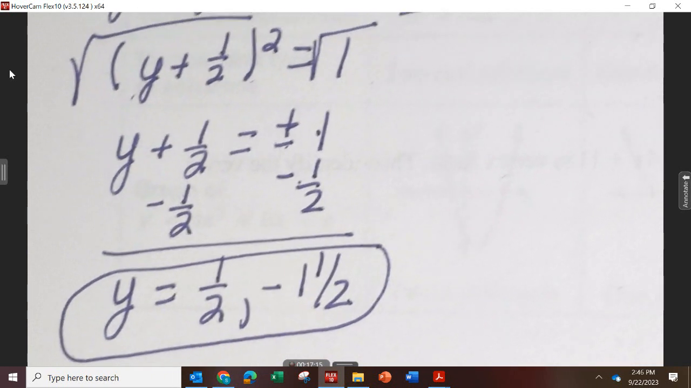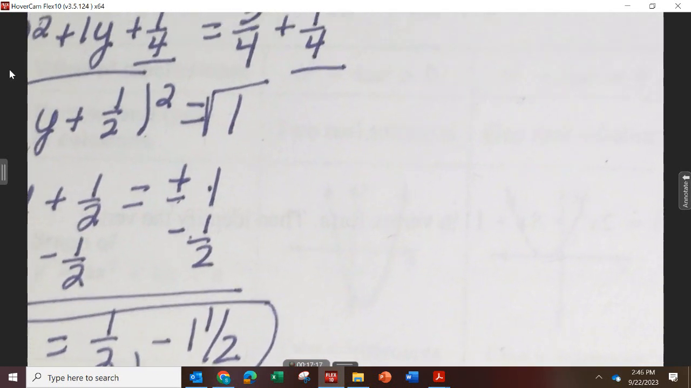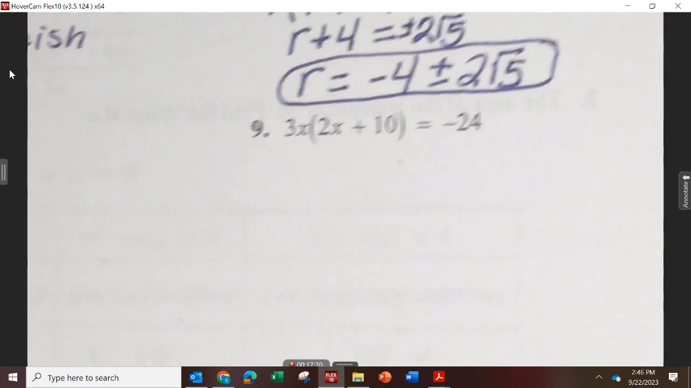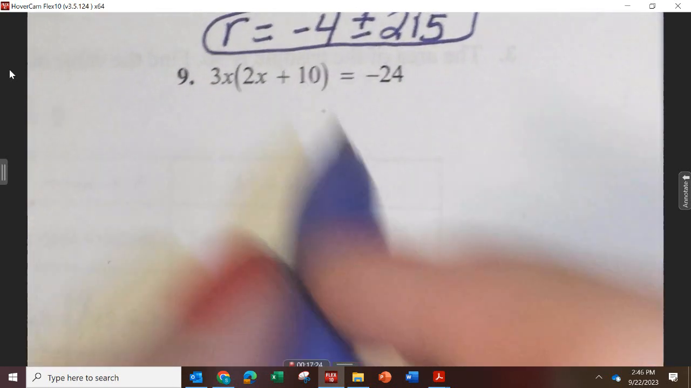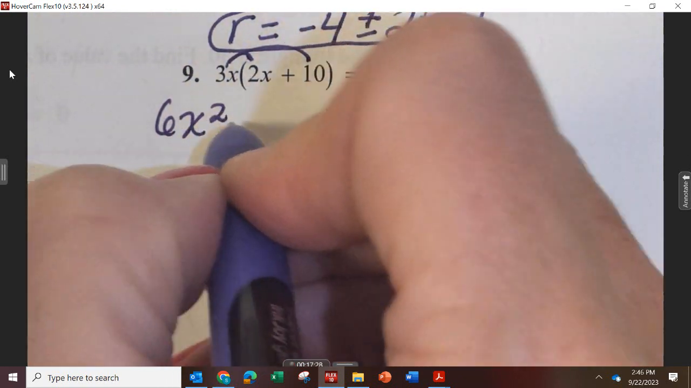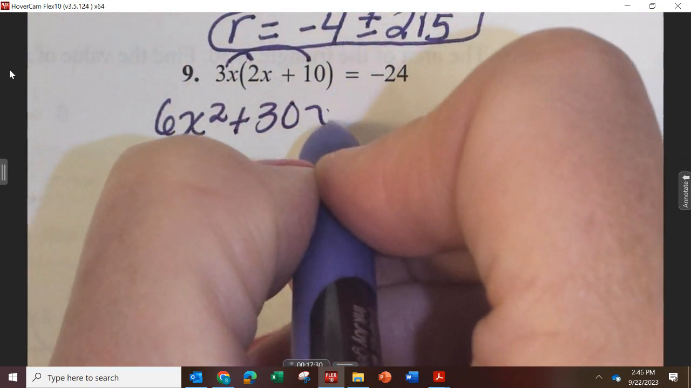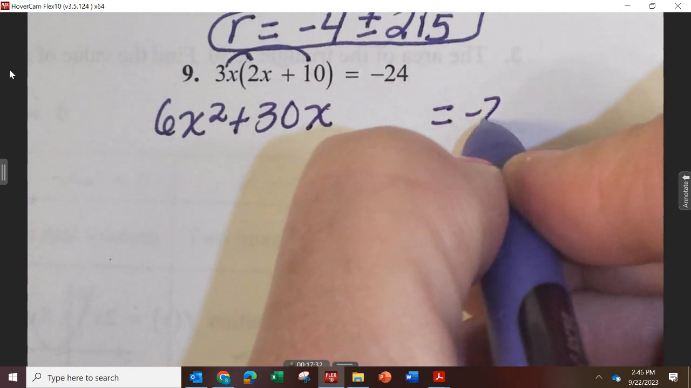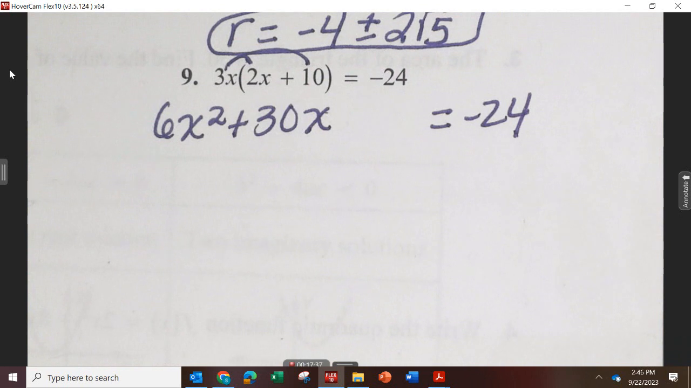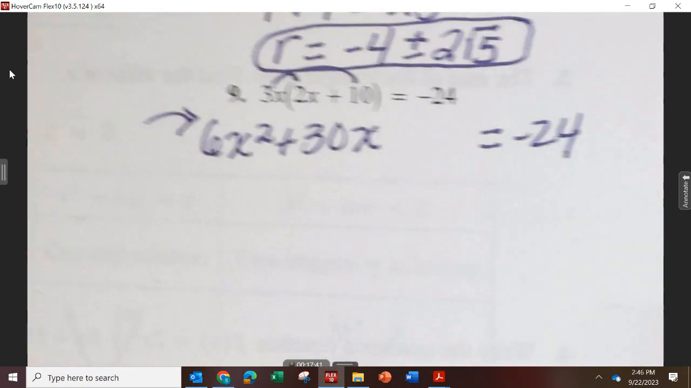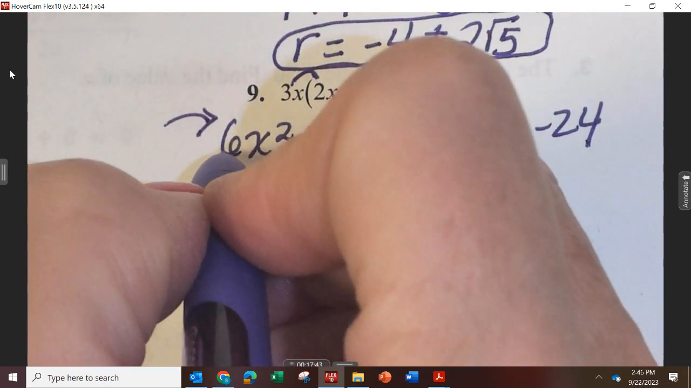All right, let's take a look at number 9. Can I just set these equal and solve it? No, I have to multiply it out. So I have 6x squared plus 30x equals -24. Now, this is the most important thing, is that if we're going to use completing the square, this has to be a 1.